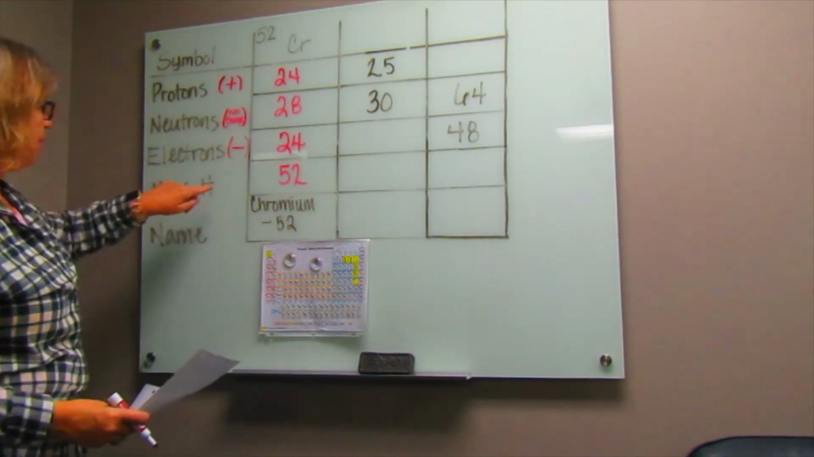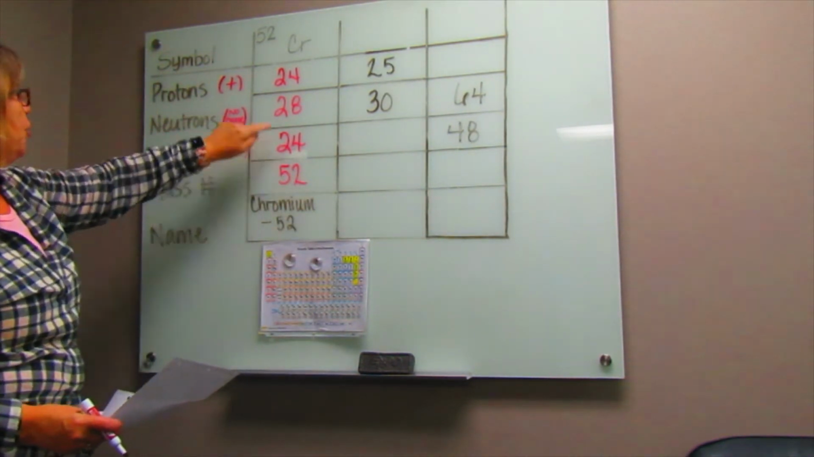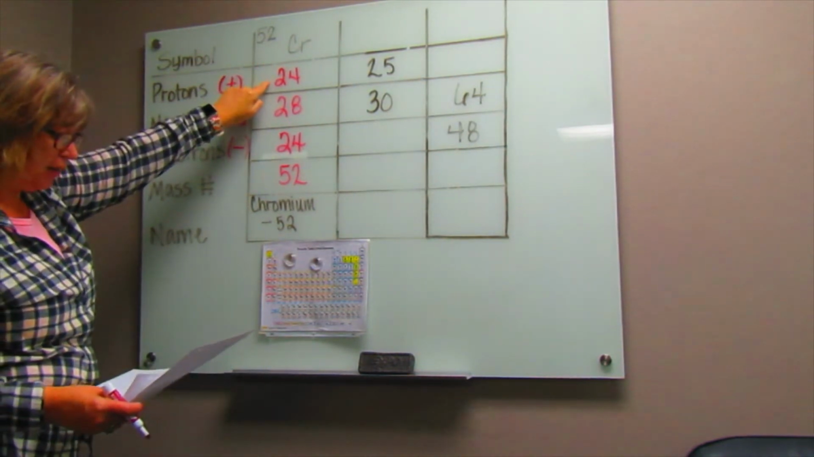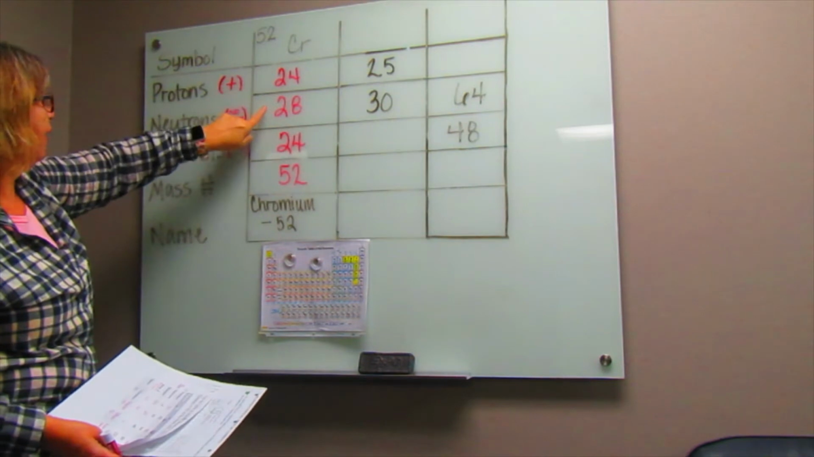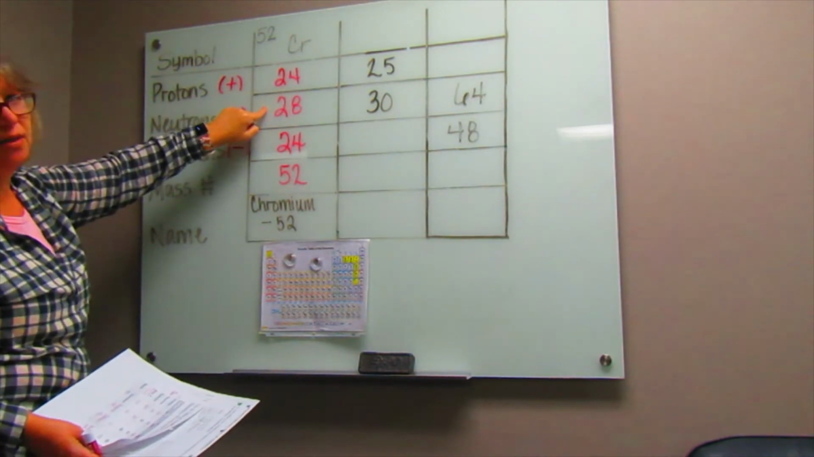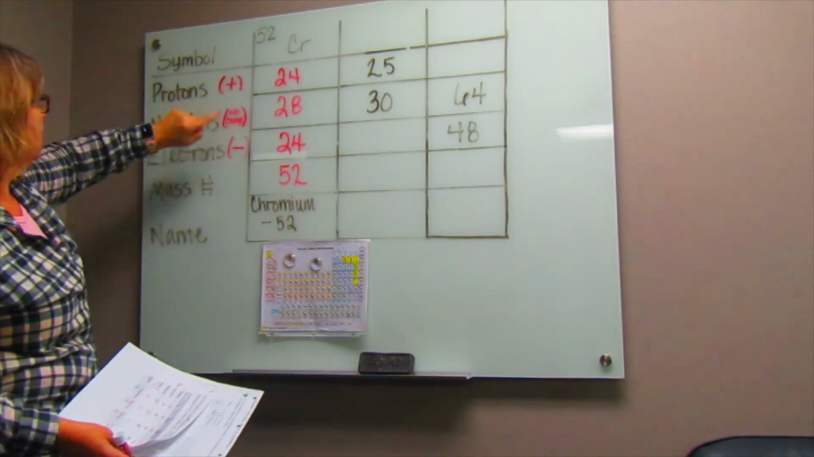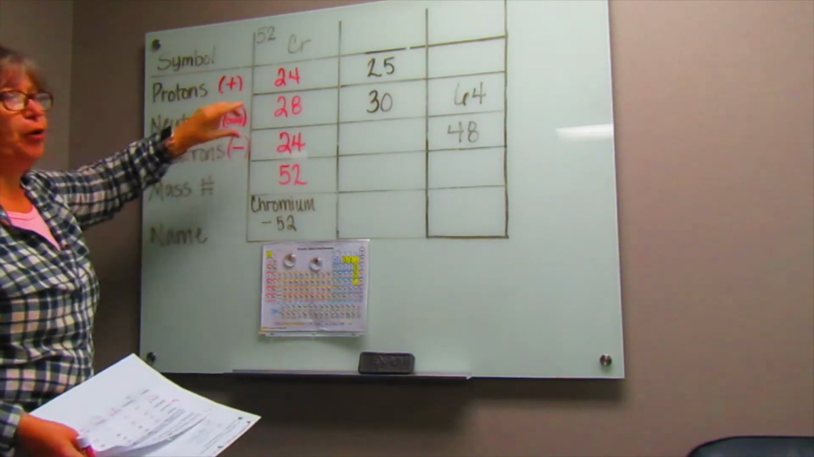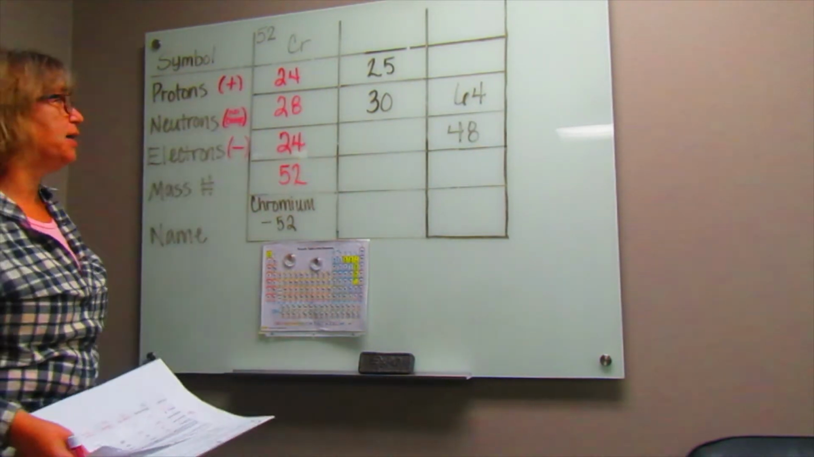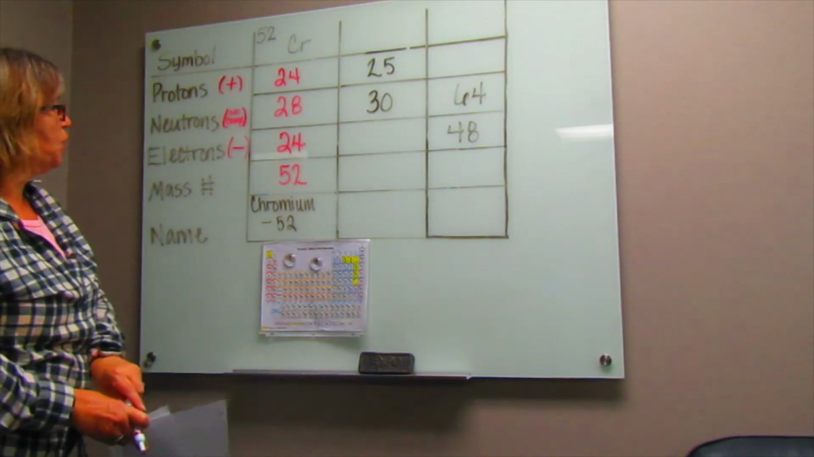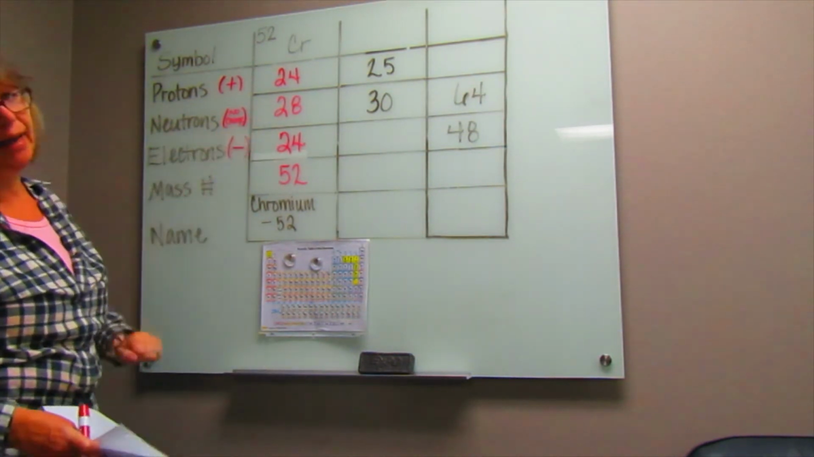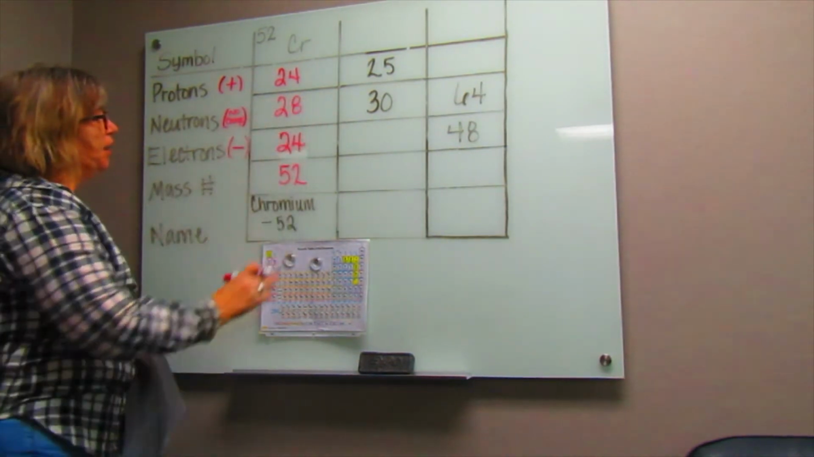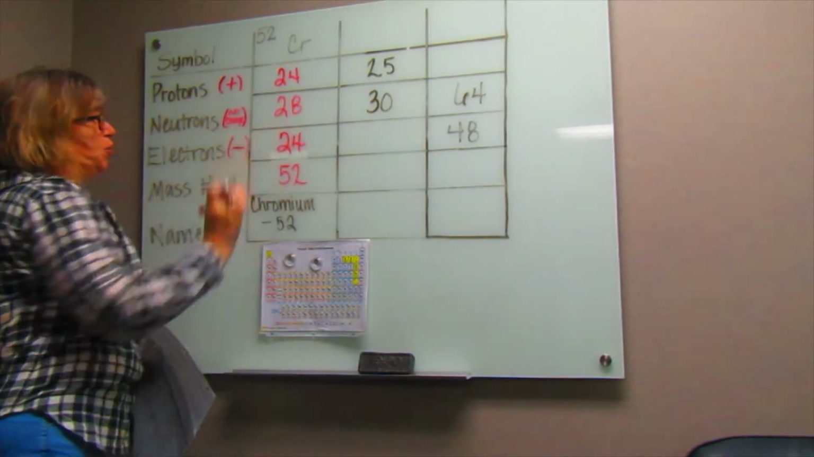So I took the mass number, subtracted the atomic number, right, and that gave me the number of neutrons. So my protons and my electrons are the same for this exercise. So that's where I came out with 28. So 52 minus 24 is 28, or 52 minus 28 is 24.